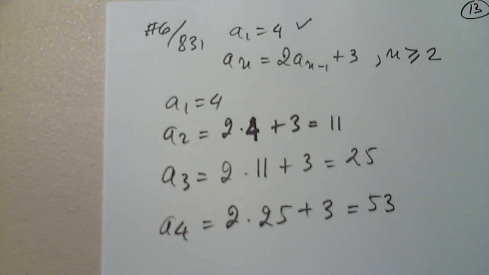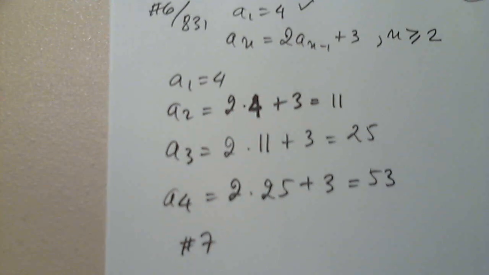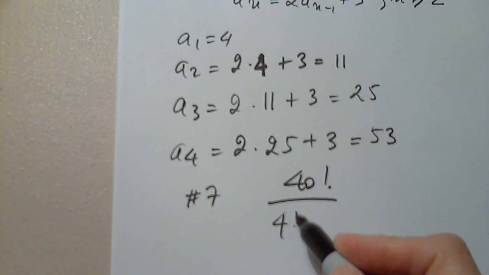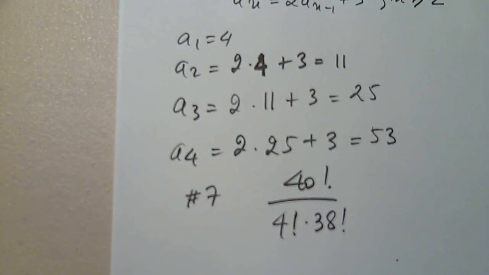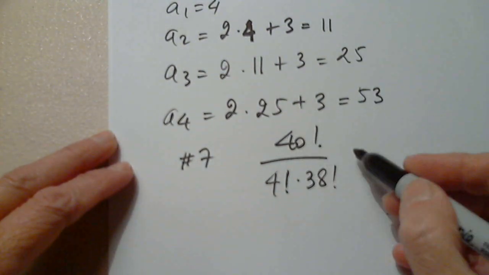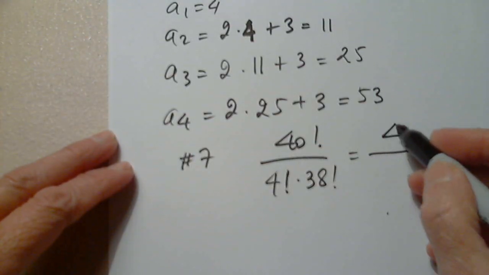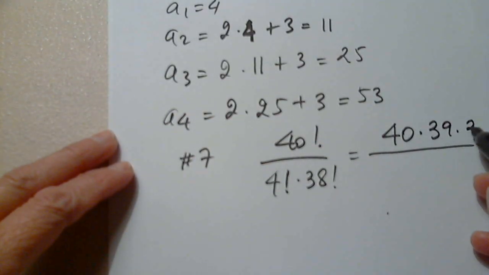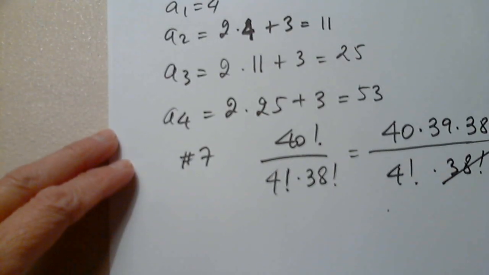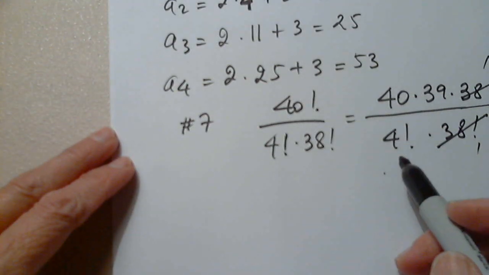Good. Next question. Can we also do number 7? Yes, of course. Number 7, evaluate. Good. In number 7, we have 40 factorial over 4 factorial times 38 factorial. This again is an easy situation. Why? Because I look at these two numbers and they're pretty close. I can only work on the big one and stop at the smaller one and simplify.